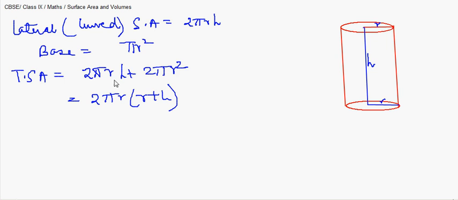If you take 2 pi r common from this, first I have written h plus r or r plus h, whatever you wish to. As I have written it there, I'll just modify this and name it as h and r. Oh god, sorry.